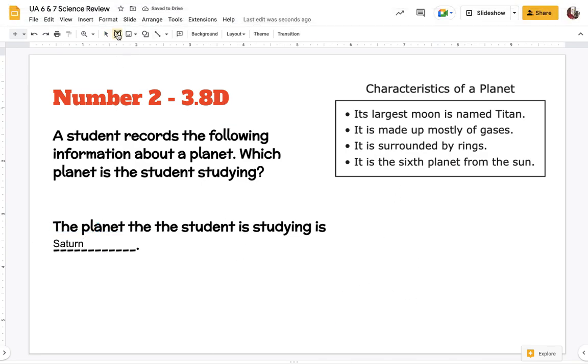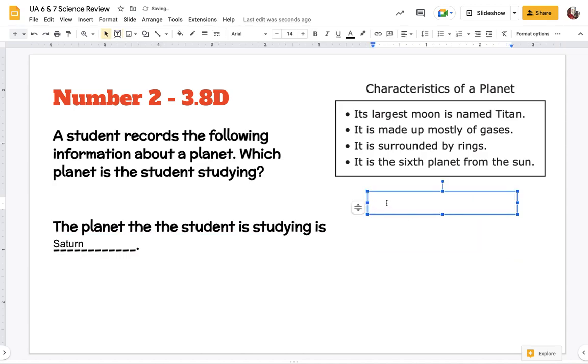So one of the things that you could come over here and do for your reasoning is Saturn, because it has rings and it is the 6th planet in line.